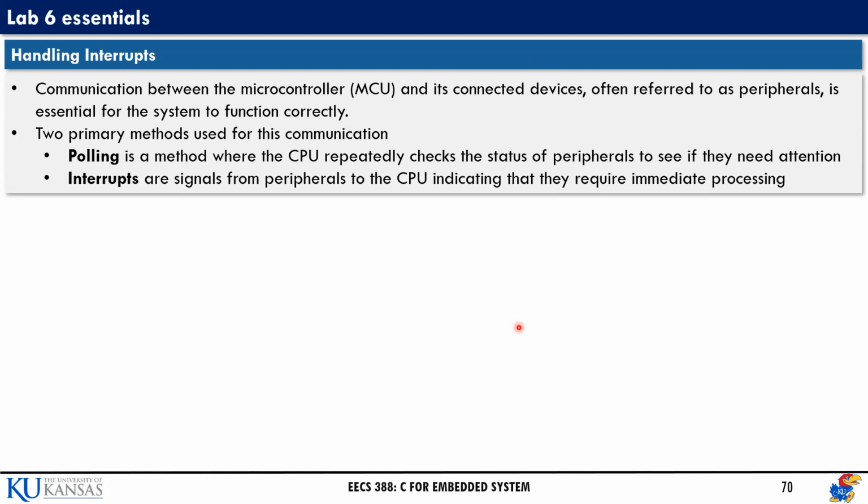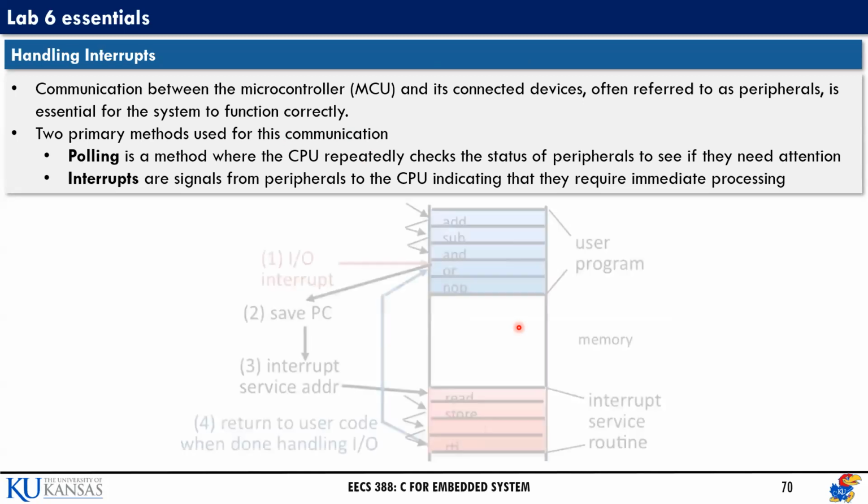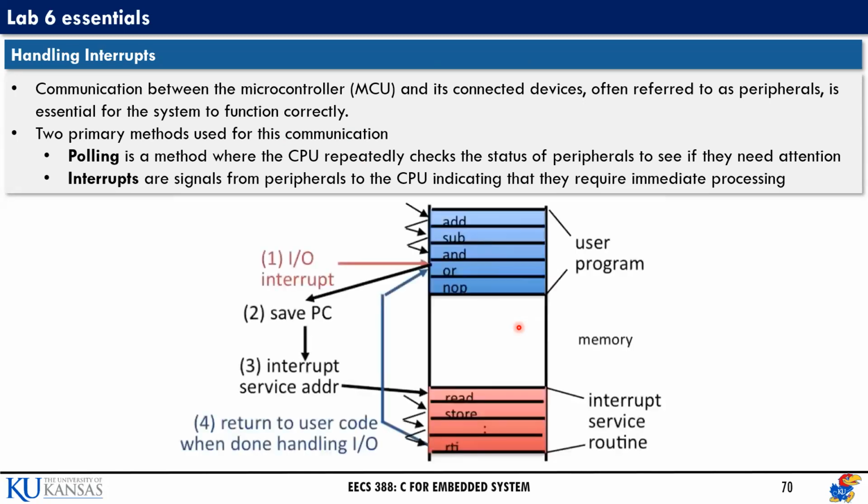Now, in lab 6, we will go through the detailed concept of handling interrupts. So how do we handle interrupts? That's the basic question. Microcontrollers handle interrupts through a process that temporarily pauses the current execution flow. As the name suggests, you are interrupting something, right? So when a microcontroller gets an interrupt signal, it temporarily pauses the current execution flow.